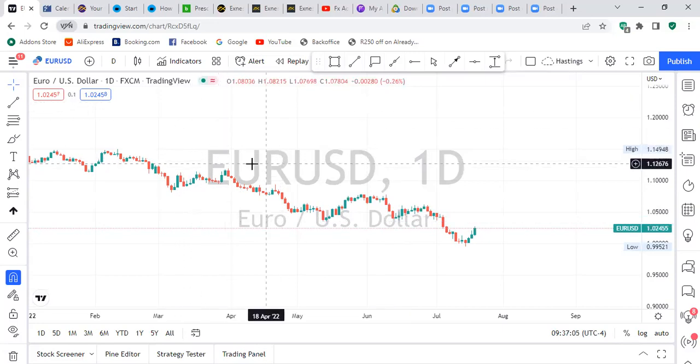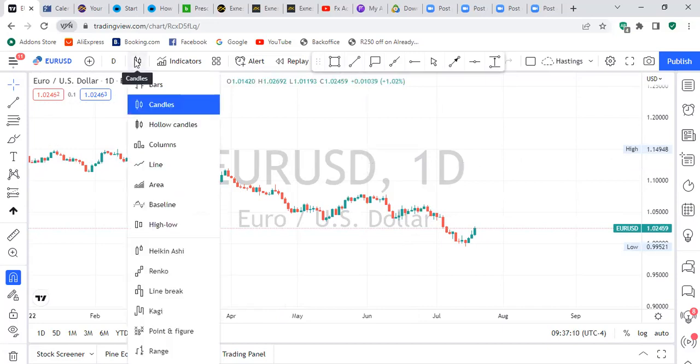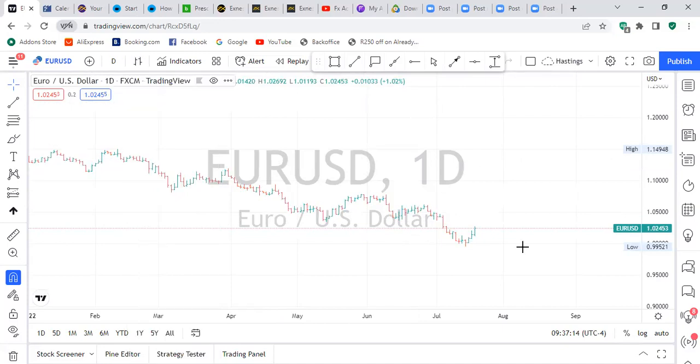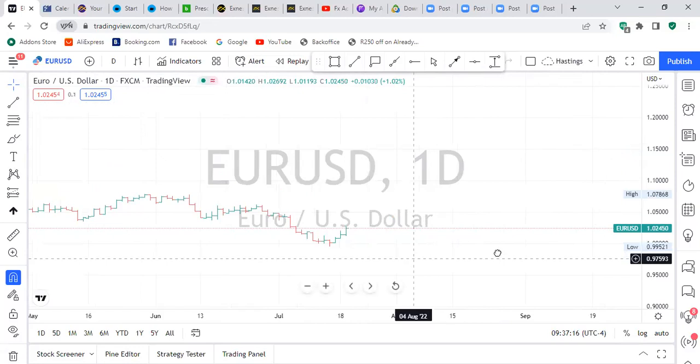If you want to change candlestick patterns, you come here, you click here. This is where you see it. If maybe you want to use bars, you see they are changing to bars. This is a bar.